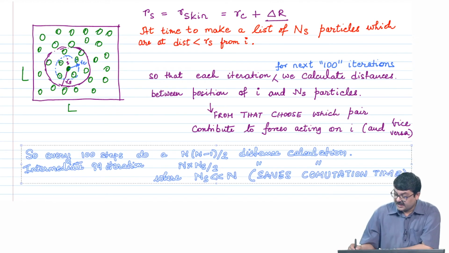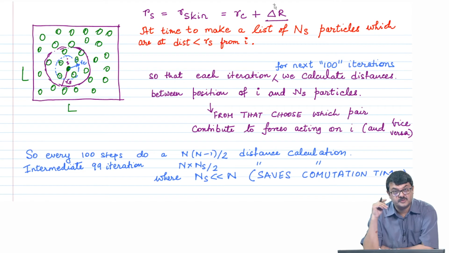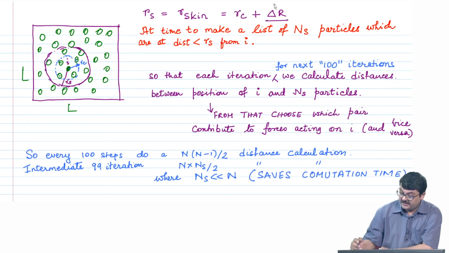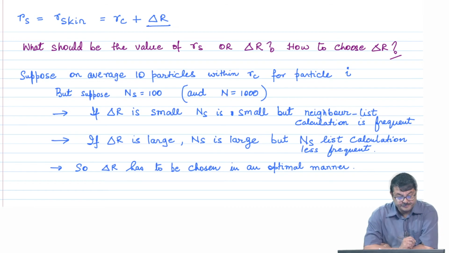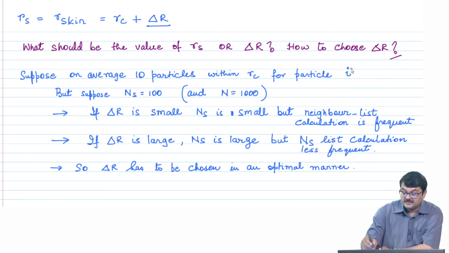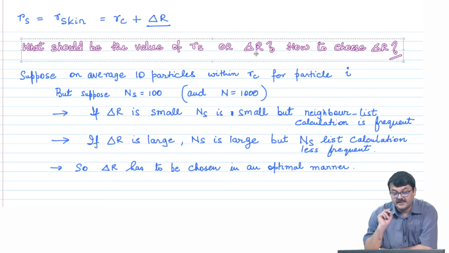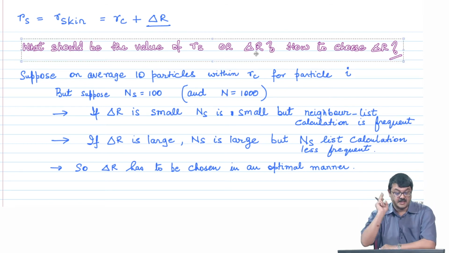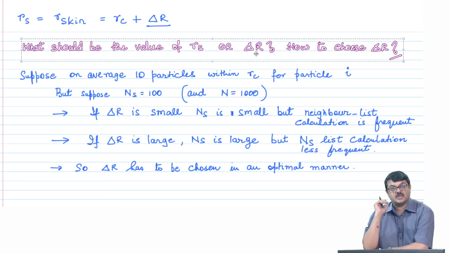Now, the question is, what should be the value of R s? How big are you going to choose R s? To ask this question, what should be the value of R s or delta R, and how to choose that delta R, let me tell you, as a motivation, what should be the logic to choose delta R.